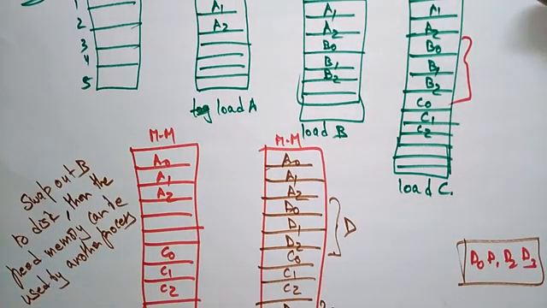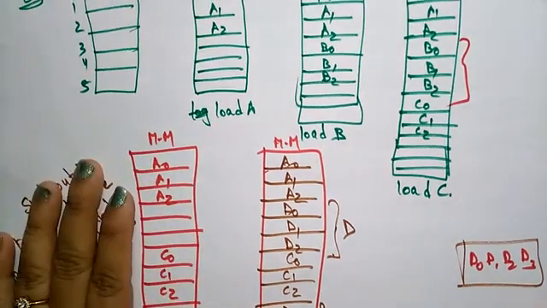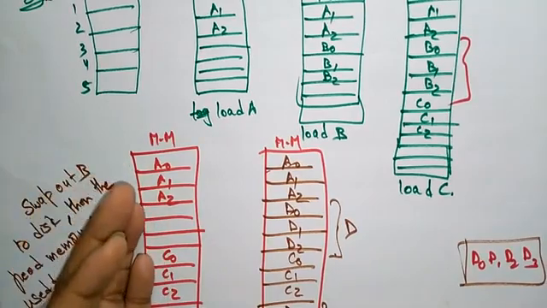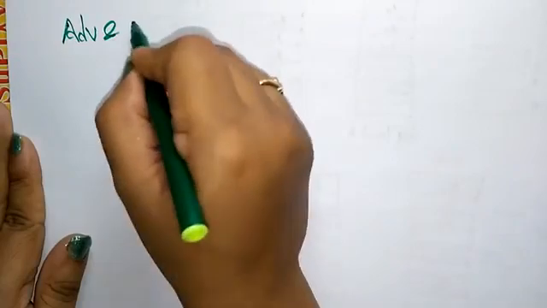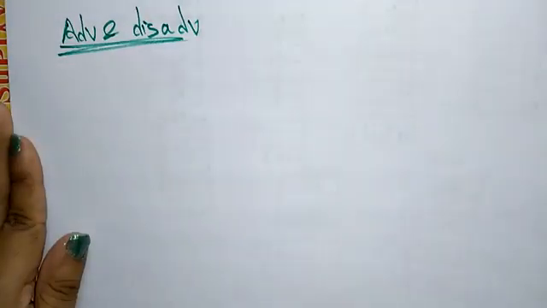Coming to the advantages and disadvantages, paging reduces external fragmentation. That is the main concept here. Why are we using the paging concept? To reduce external fragmentation. How can it reduce external fragmentation? Because the number of pages is always equal to the number of frames, so it reduces external fragmentation.